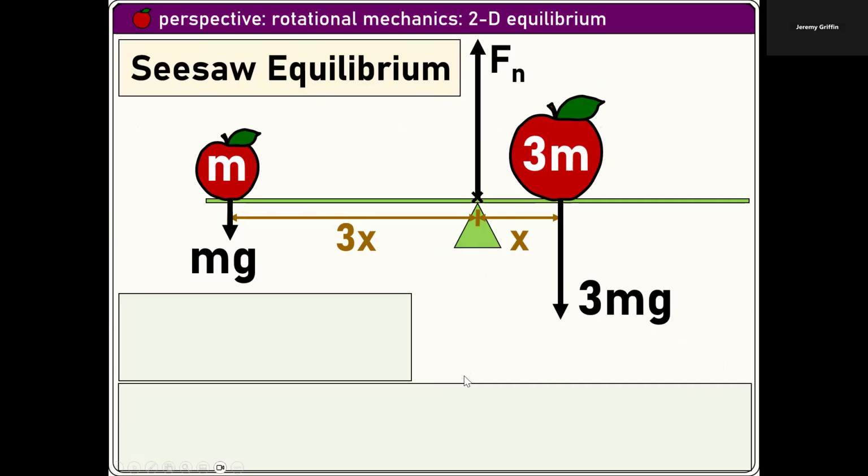All right, so let's start with the seesaw. You and a friend hop on a seesaw and have this balanced, hence equilibrium. If this guy on the left weighs 10 pounds, and this guy on the right weighs 30 pounds, what is the support force from the pivot point? 40. Yeah, because it has to hold up all the weight. So 10 here, 30 here, has to be 40 up there. And I'm still ignoring the lever itself.